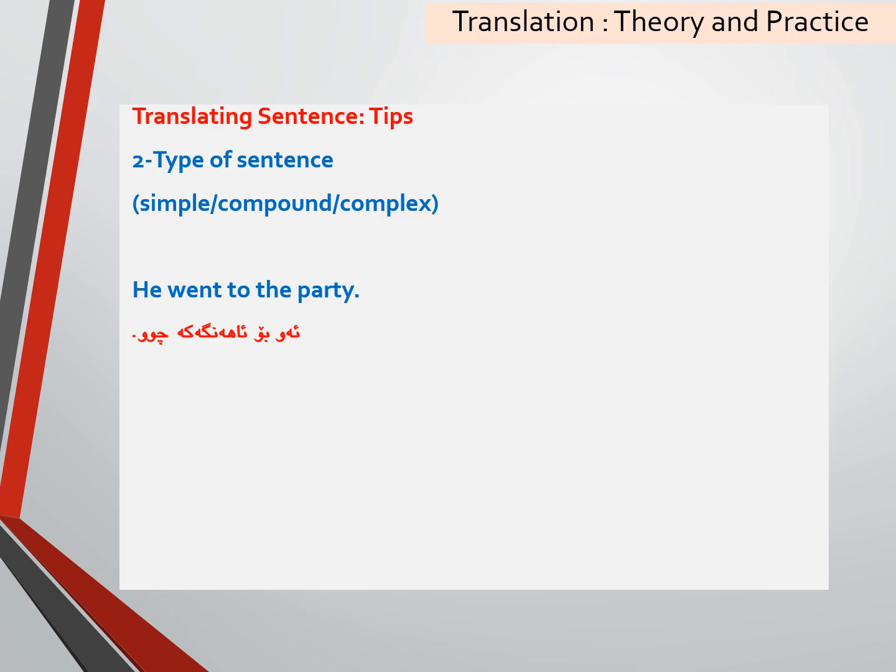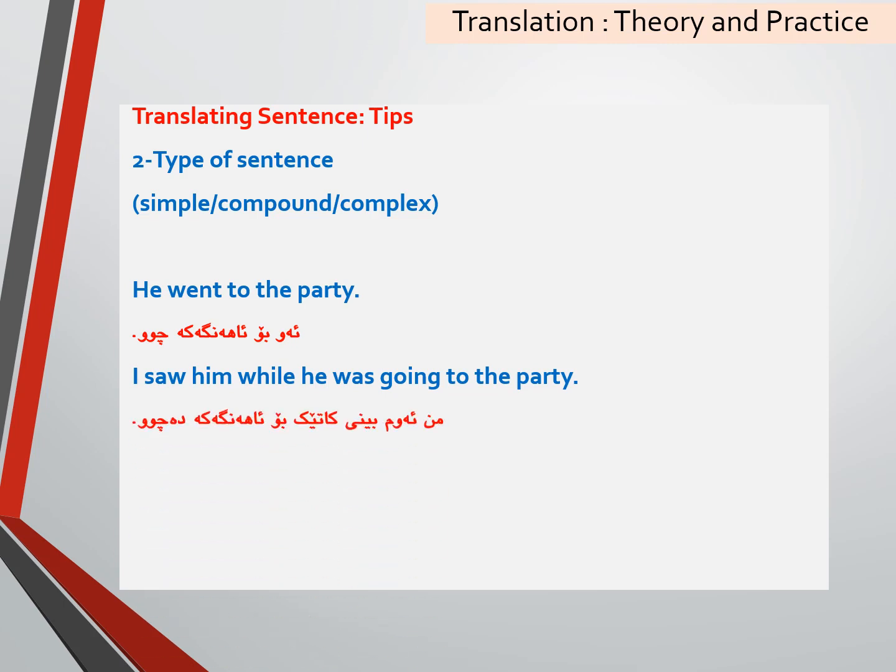He went to the party, a simple sentence. أو بۆ ئاهەنگەکە چوو. You remember? The verb goes to the end, but that's very straightforward because it is a simple sentence. A compound sentence: I saw him while he was going to the party, could be translated in this way: من ئەوم بینی کاتێک بۆ ئاهەنگەکە دەچوو.